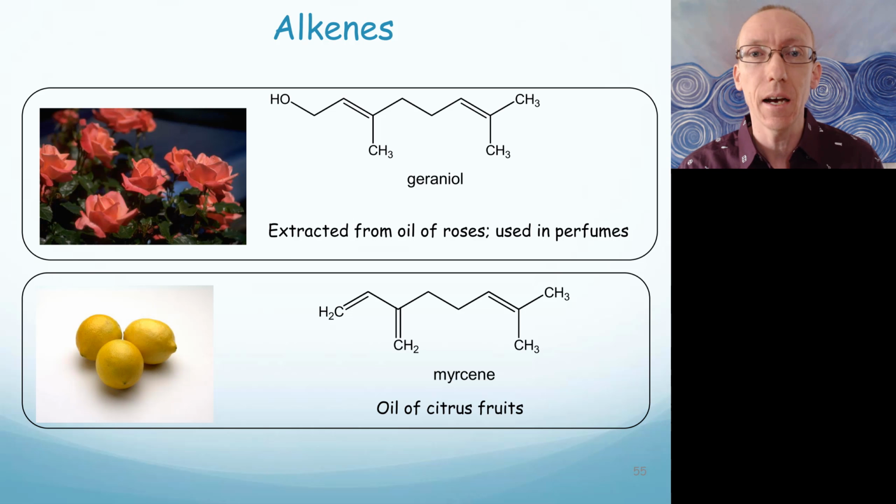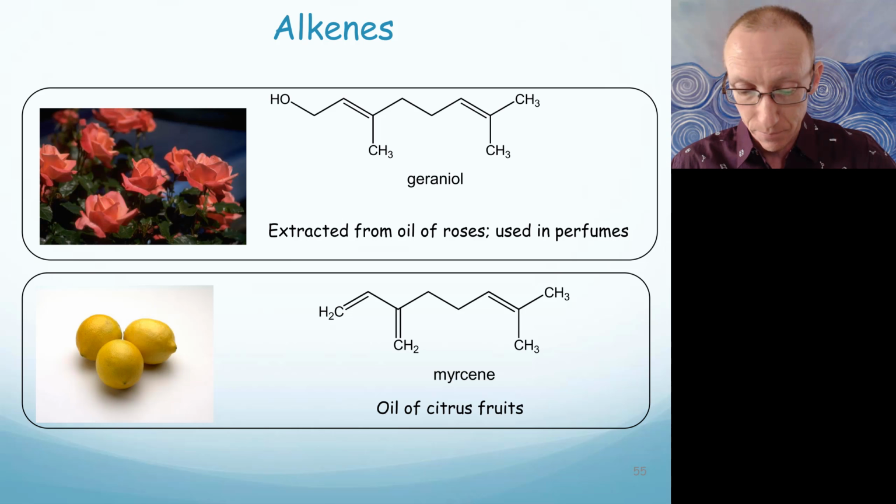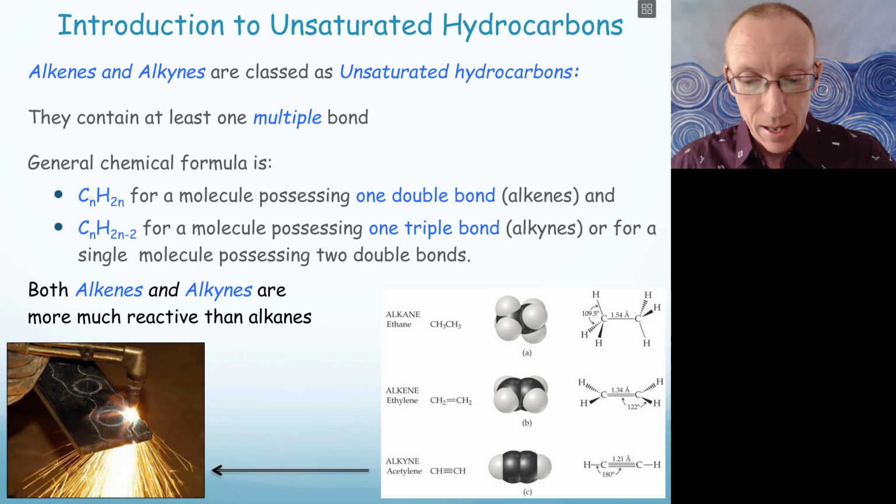So alkenes are compounds that have double bonds. They're organic compounds with double bonds between carbon. Here's a couple of examples. There's geraniol, which is from certain flowers, including roses and geraniums. And the one below that is myrcene, which is from citrus fruits like lemons. Each of those compounds has double bonds between carbon atoms.